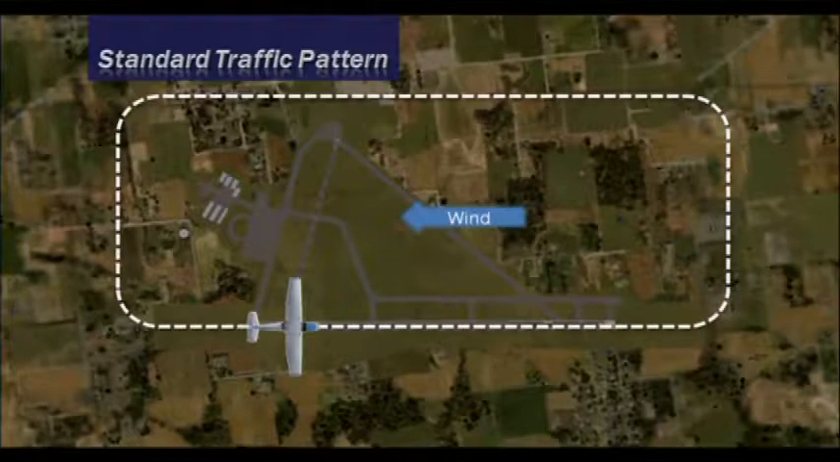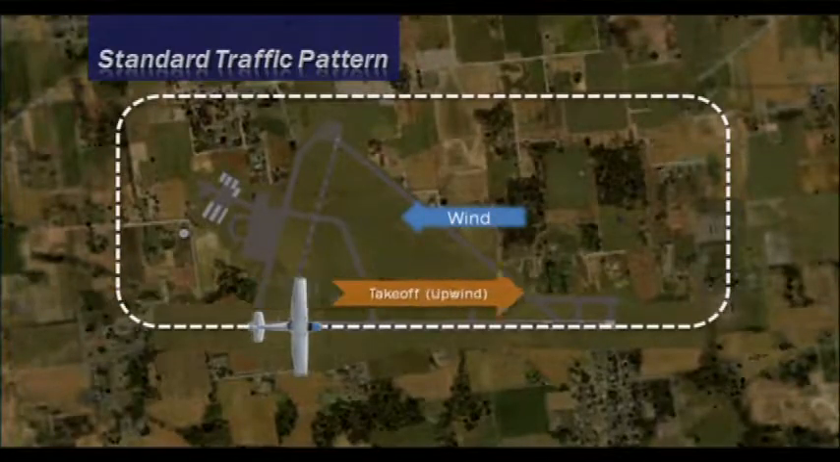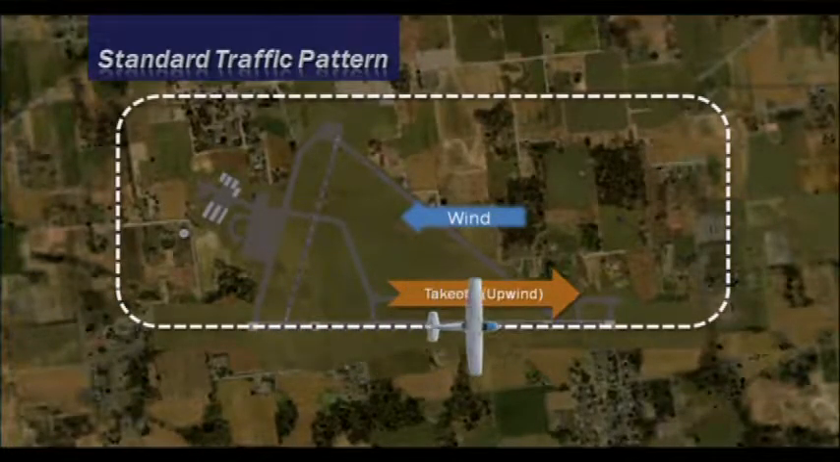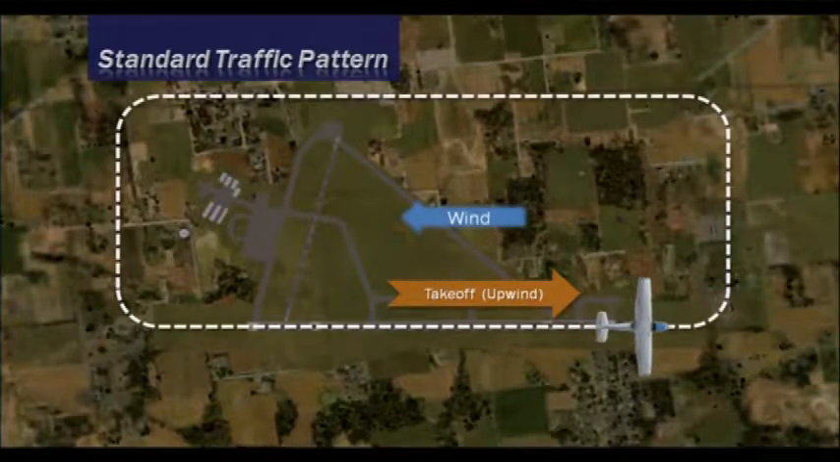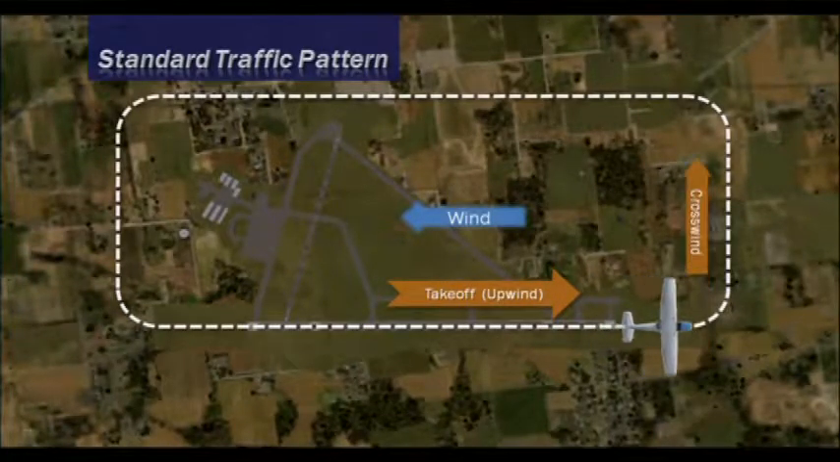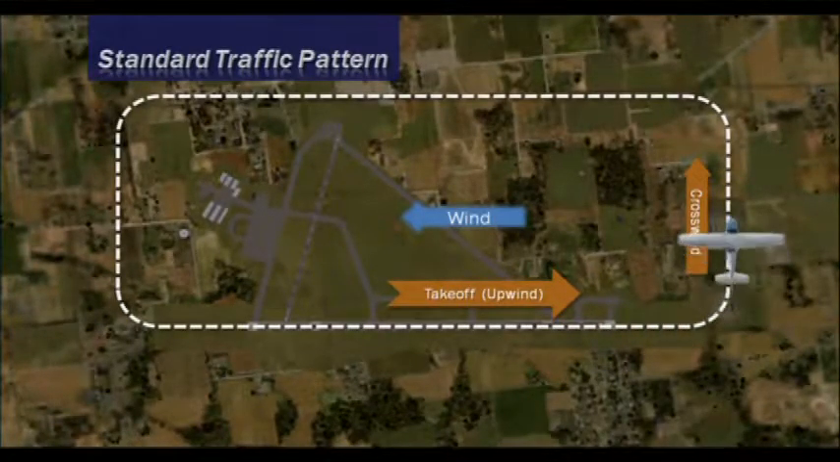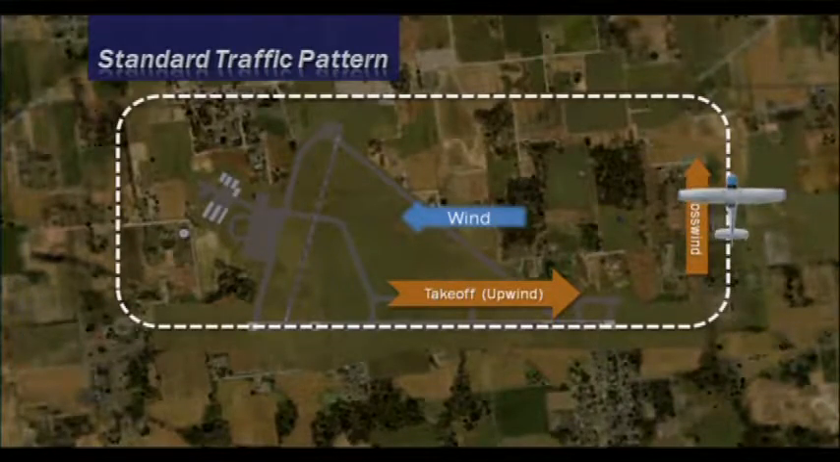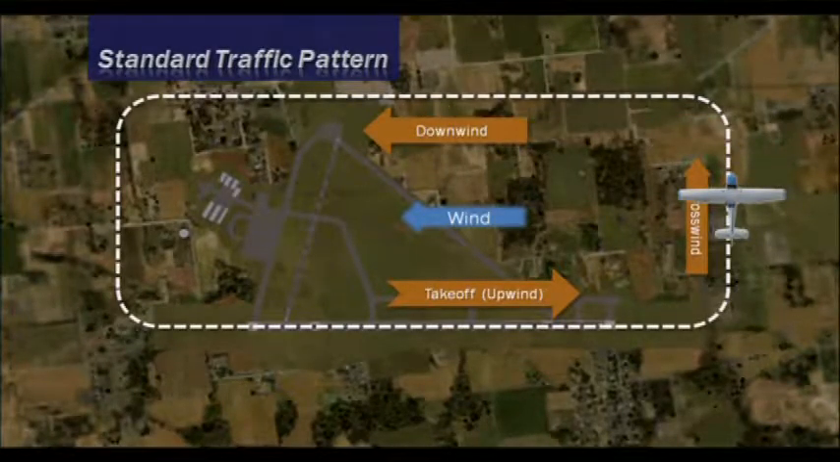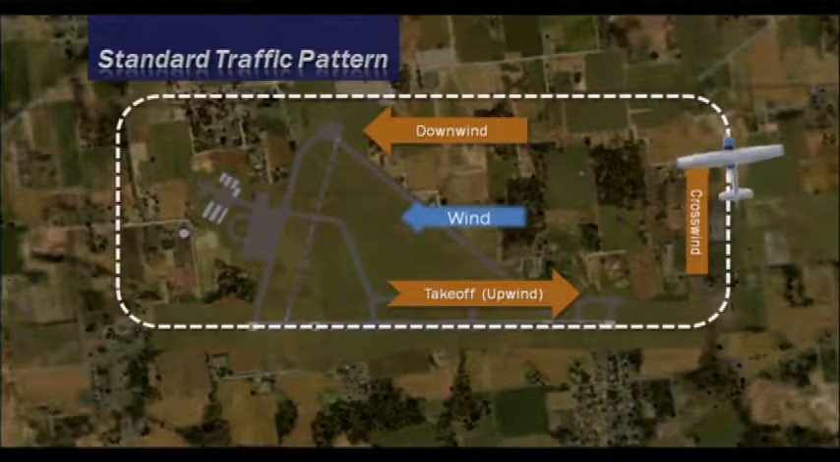As you climb after takeoff, you are on the upwind leg. After you cross the end of the runway, you make the first left-hand turn in the traffic pattern to the crosswind leg. You continue climbing, and when you get about 1/2 mile from the runway, and the runway is at about a 45 degree angle, you turn left again to the downwind leg.